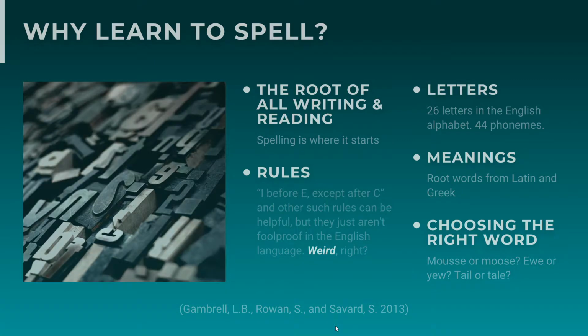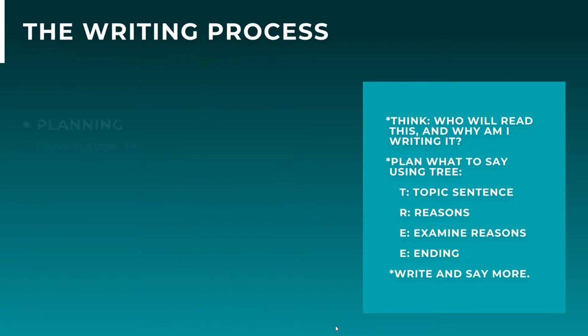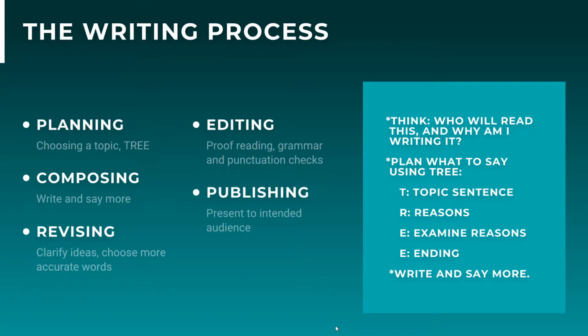The writing process. The writing process consists of 5 steps: planning, composing, revising, editing, and publishing. In the planning step, writers choose a topic. According to our text, Graham, Harris, and their colleagues have successfully taught students with learning disabilities and behavioral disorders to use self-regulated strategy development when writing.